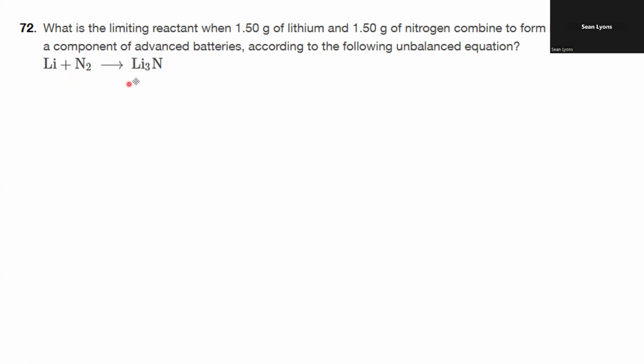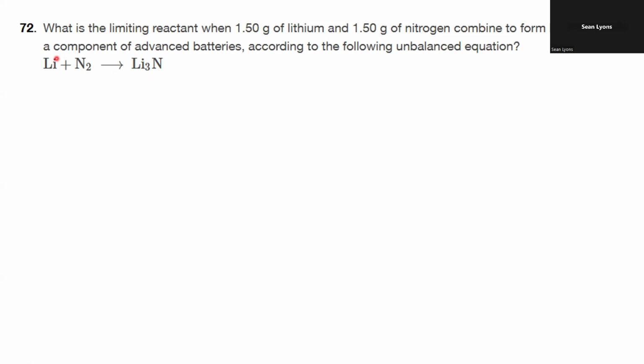So we've got 1 lithium on the left, 3 of them on the right, 2 nitrogens on the left, 1 of them on the right. So what I would do here is put a 2 in front of lithium nitride, balance out the nitrogens, but now we've got 6 lithiums here. So we can go to the reactant side and put a 6 in front of Li.